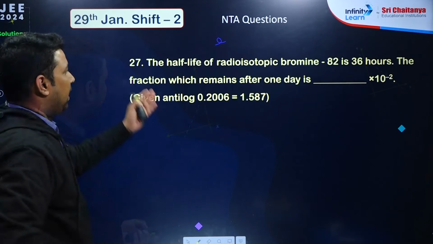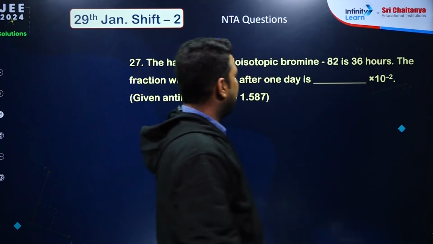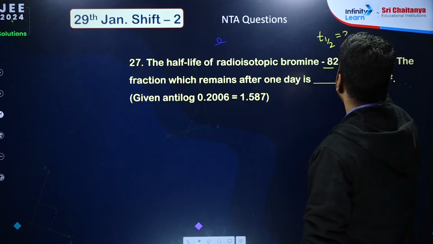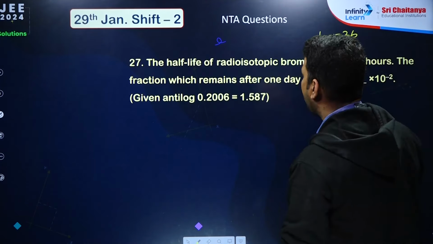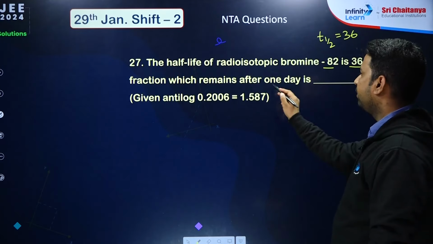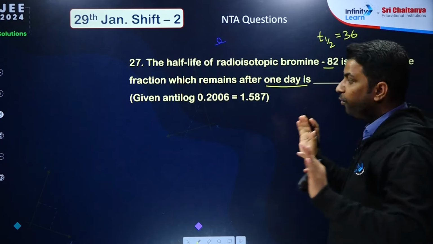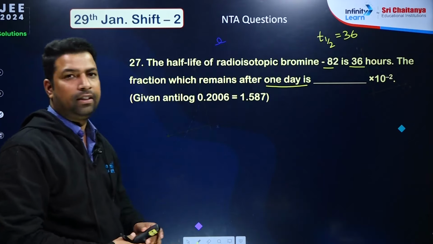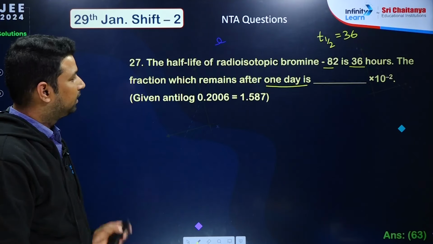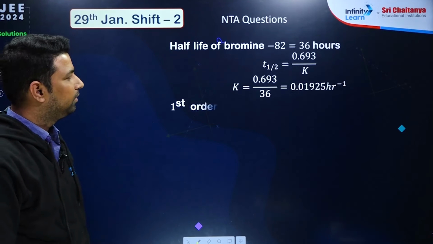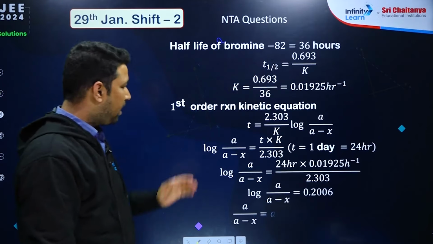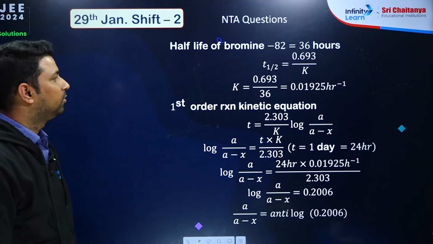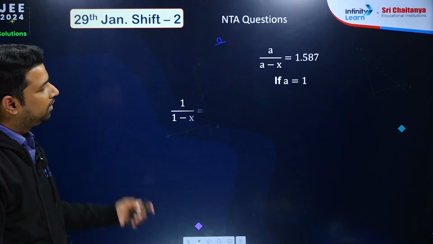Moving next. The half-life of radioisotopic bromine-82 is 36 hours. The fraction which remains after 1 day, after 24 hours, how much fraction will remain? Antilog is given. The simple calculation, the answer will be 63. You can get the rate constant, and by applying the rate constant, you can get the time, and just taking antilog, you will get the answer. Okay. So this was your final answer.